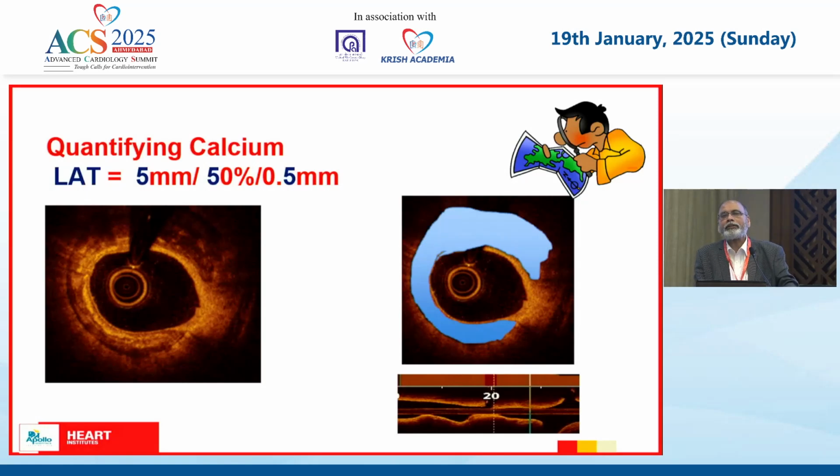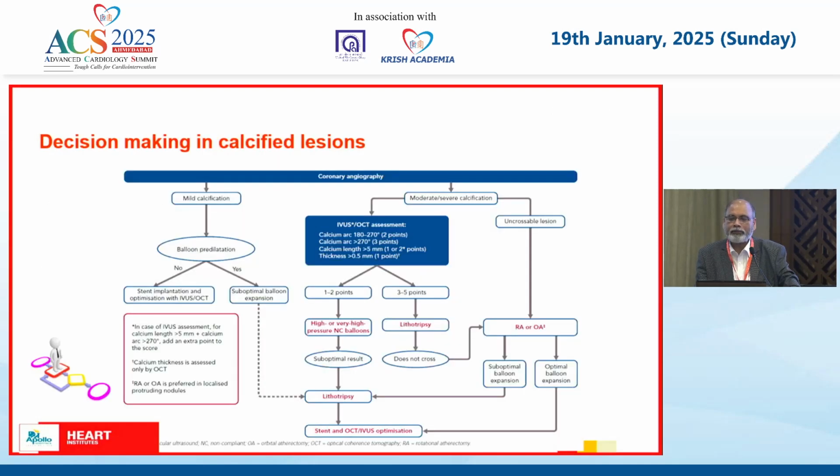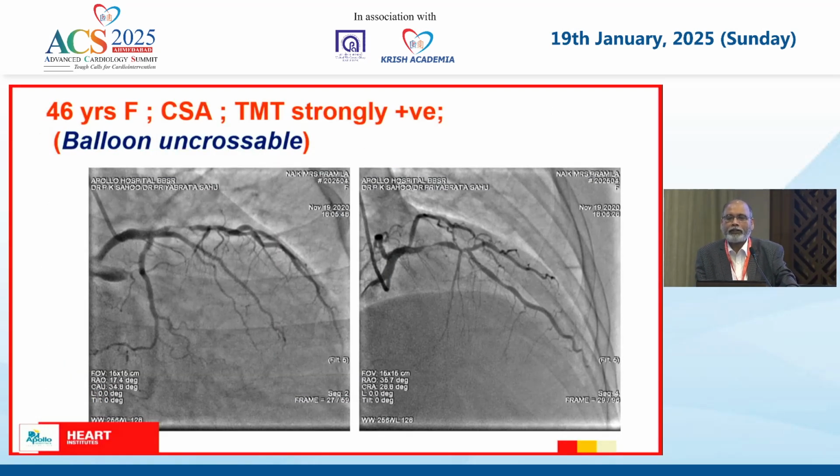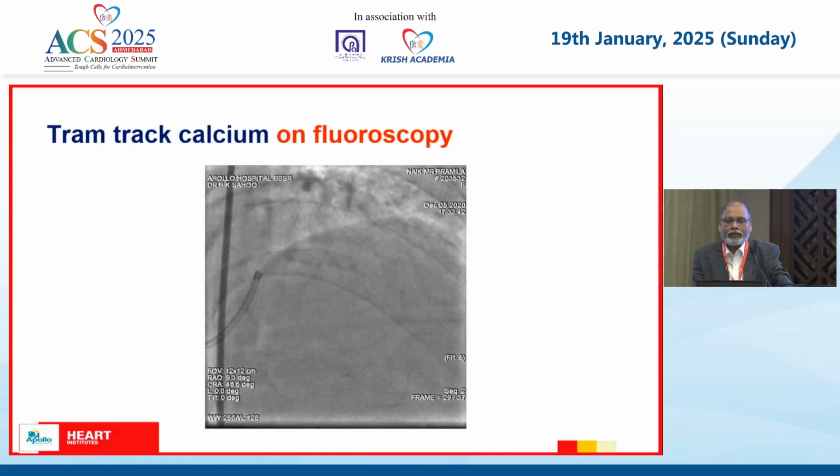So now quantifying calcium can be easily done on OCT, and based on these three criteria, we know what is the protocol to be followed. For example, this one, a balloon uncrossable lesion, looks calcific. You can see the thick calcium over here. So you are sure that it is a 360-degree calcium, and it's a balloon uncrossable lesion.